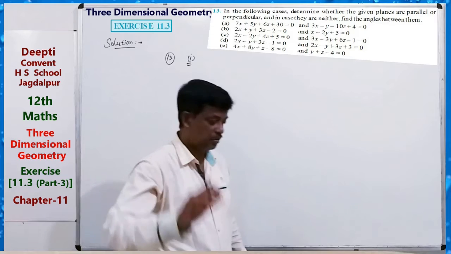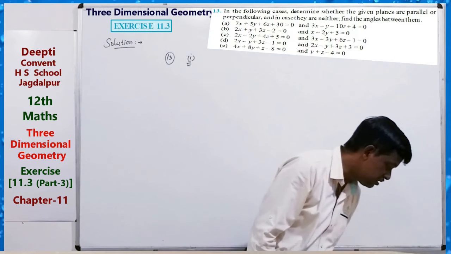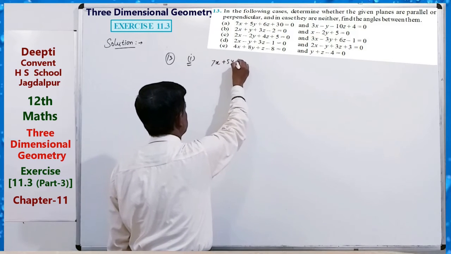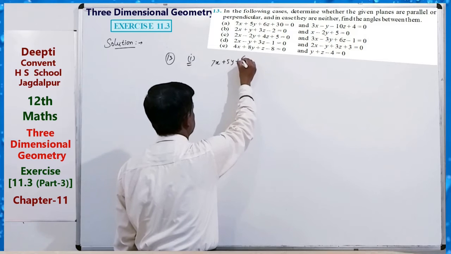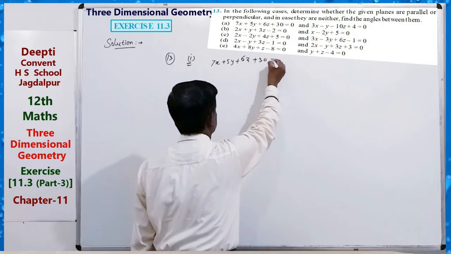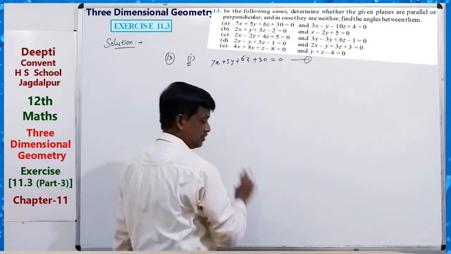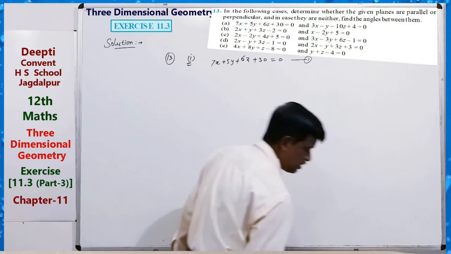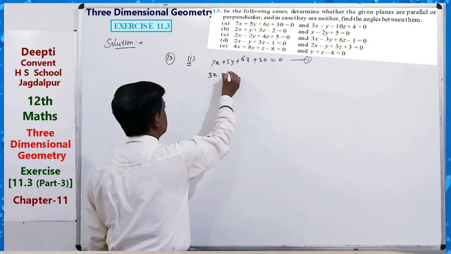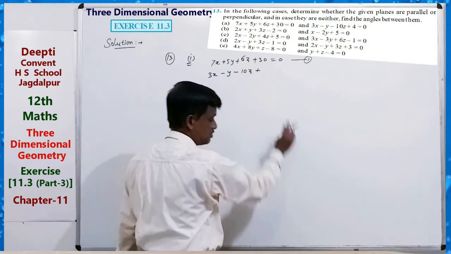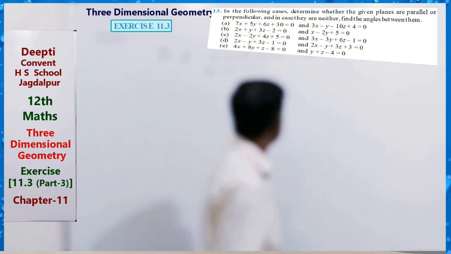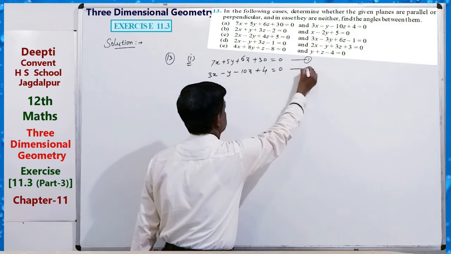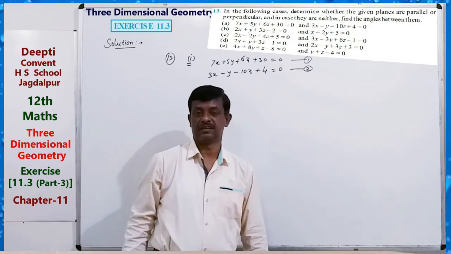Just one question, 13. First, given planes, there are 5 combinations. The first is 7x plus 5y plus 6z plus 30 equals 0, and the second is 3x minus y minus 10z plus 4 equals 0. First two planes are there.